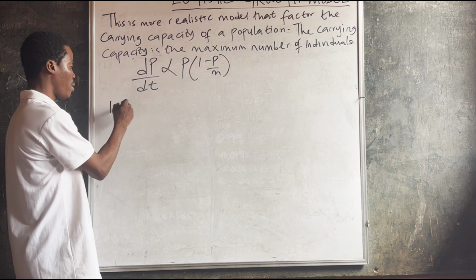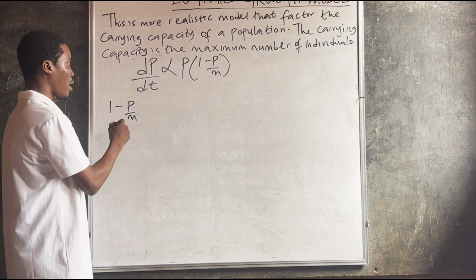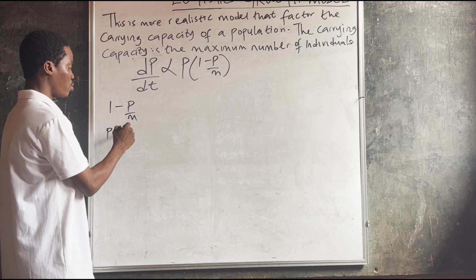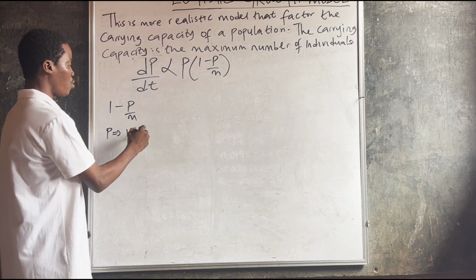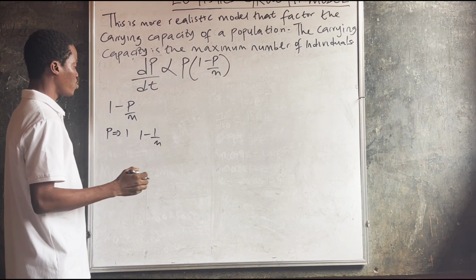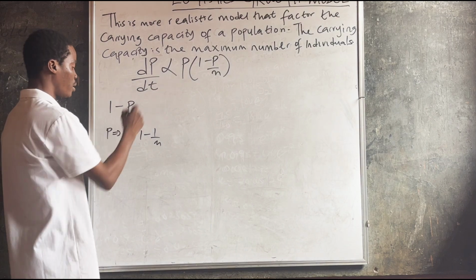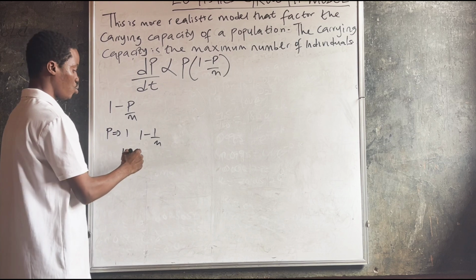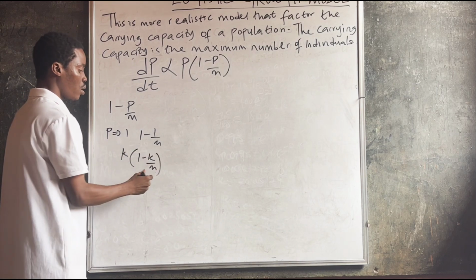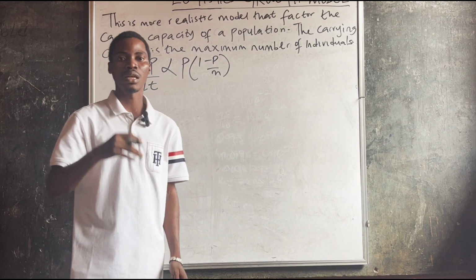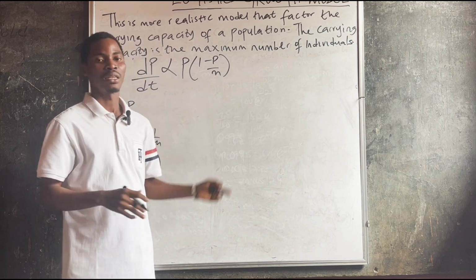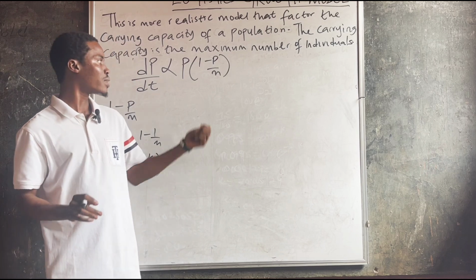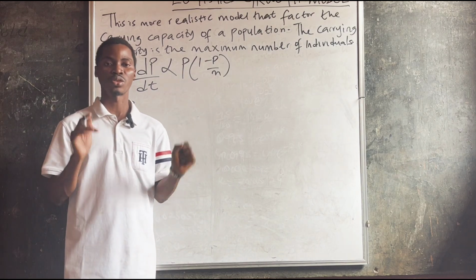Assuming we have 1 minus P over M, and P approaches 1, we are going to have 1 minus 1 over M. Assuming P approaches K, we have 1 minus K over M. All these factors are telling us that this term represents the fraction of available resources.